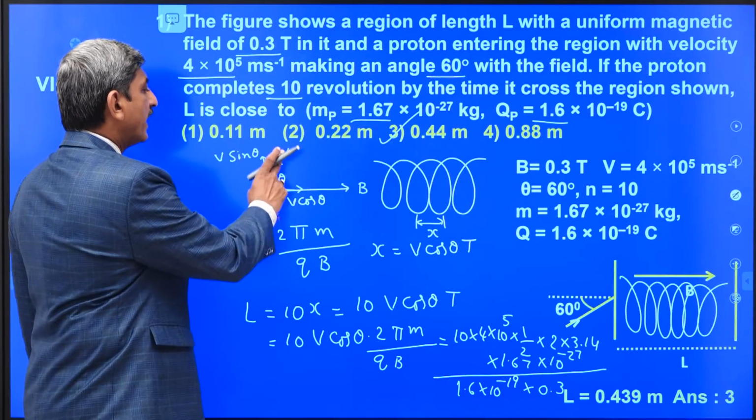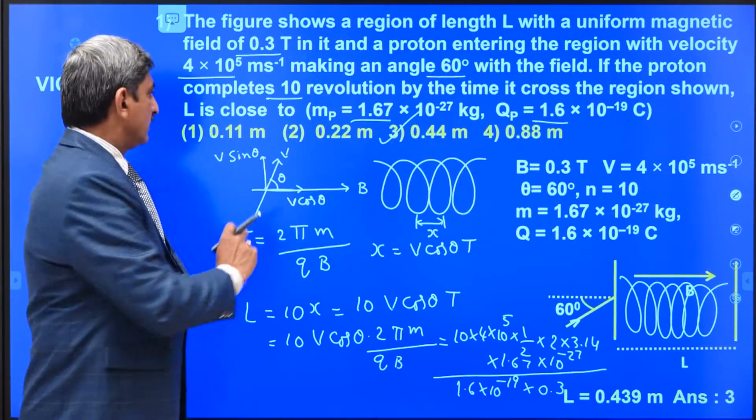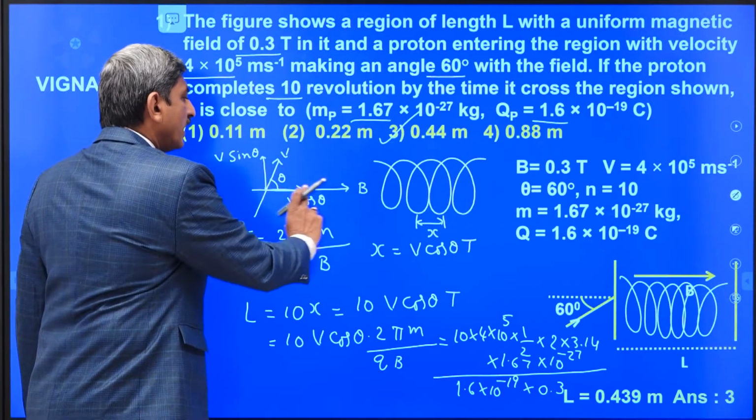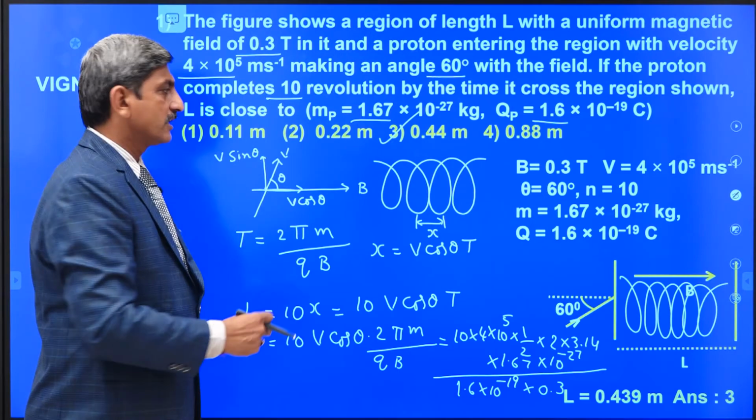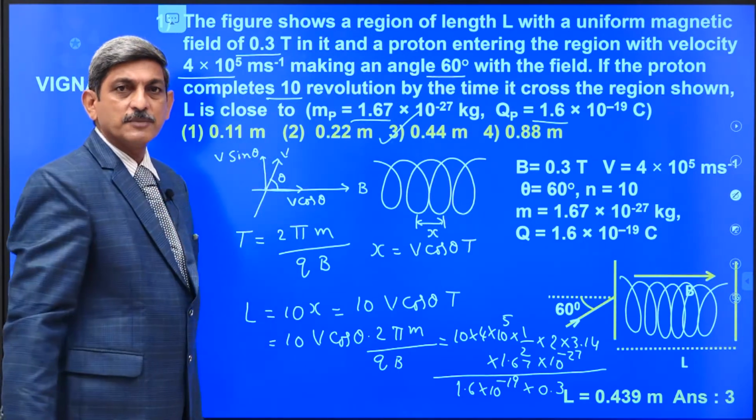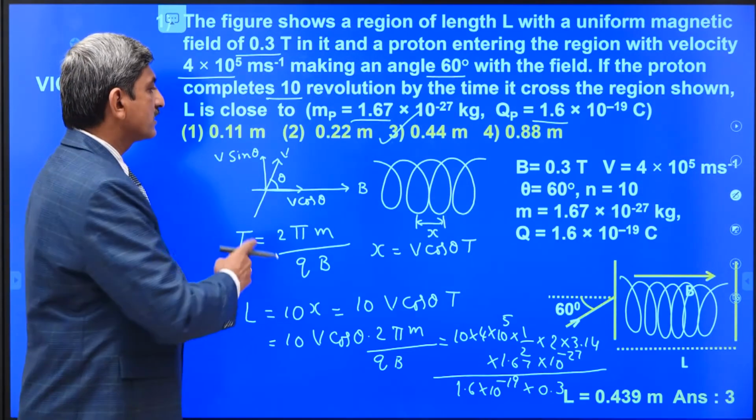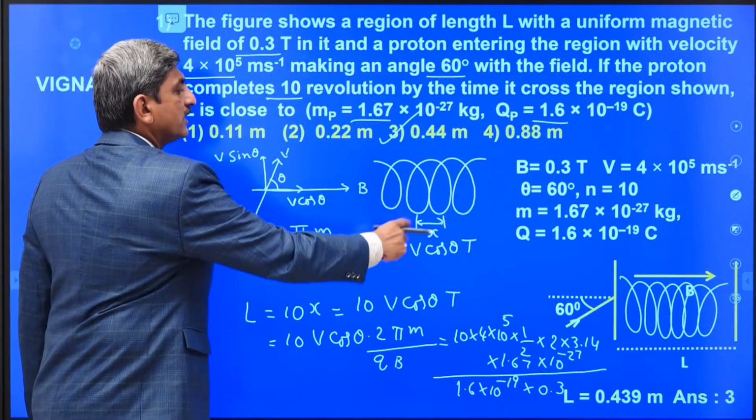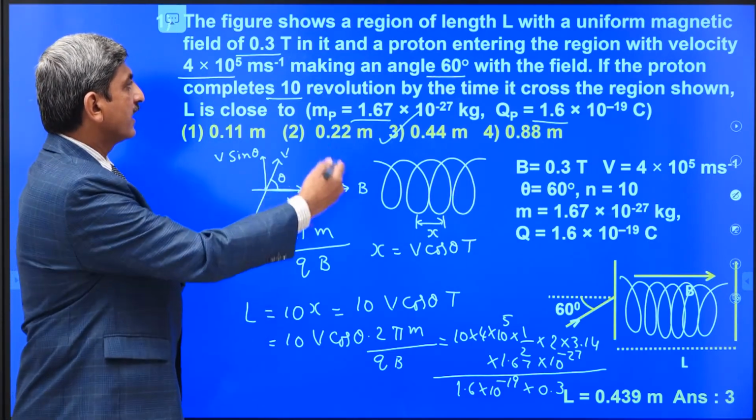Here two important concepts are involved. Whenever the particle enters into the magnetic field by making some angle, the component parallel to the magnetic field advances the particle in the forward direction. The component of the velocity perpendicular to the magnetic field rotates the particle in the circular path. Because of that, the particle follows the helical structure. Okay, now come to the next problem.